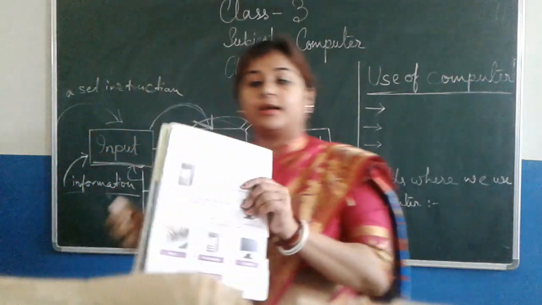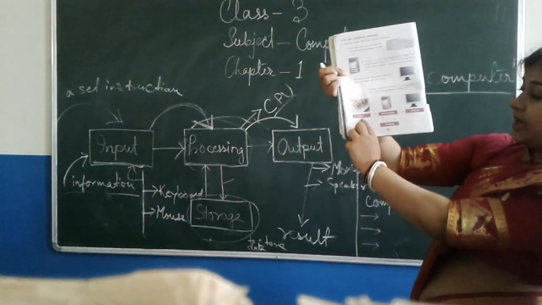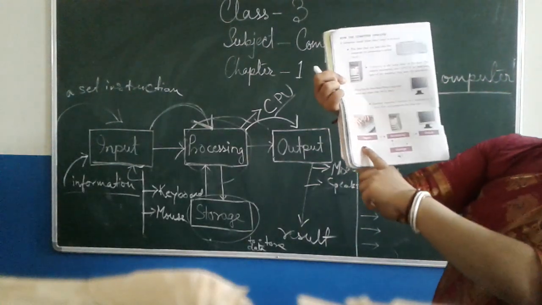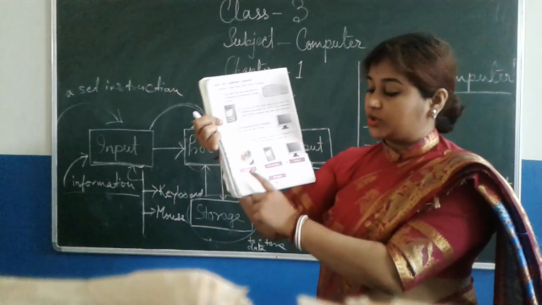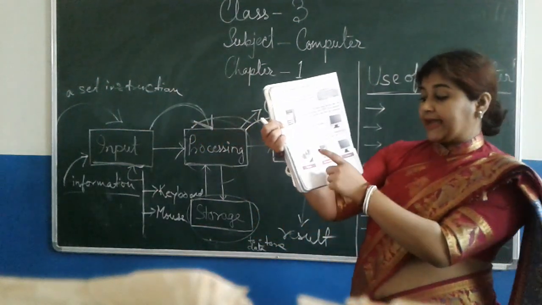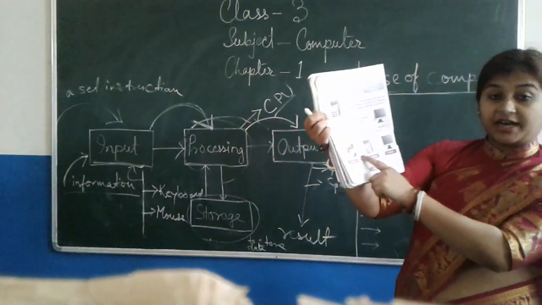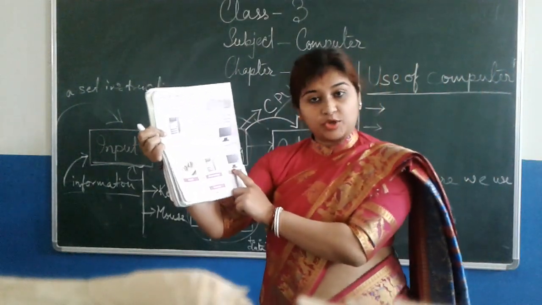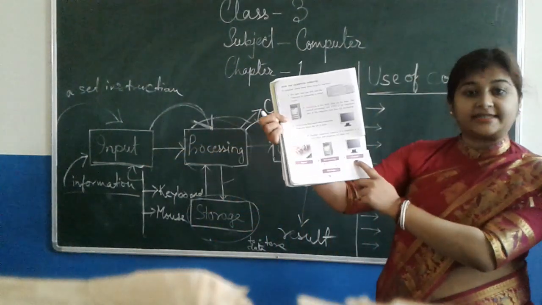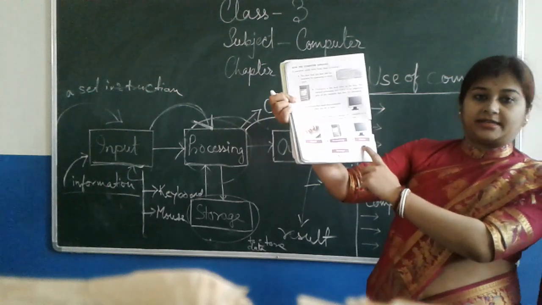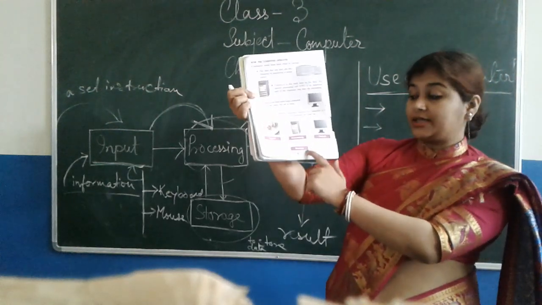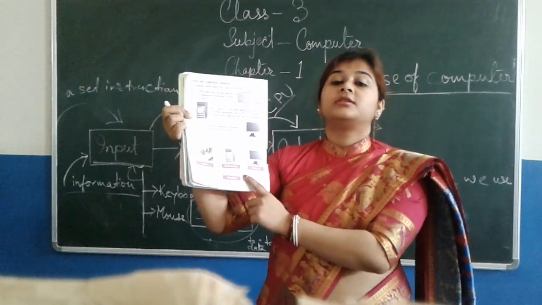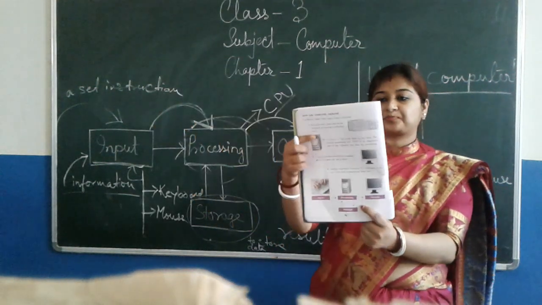Look at this picture. Input, processing, output. A user sends the information to the computer. The computer accepts it and starts processing. After processing, it transfers data to the output location. By using output devices, we get a final result. And the result will be stored in the storage location. The storage section is used for storing purposes.